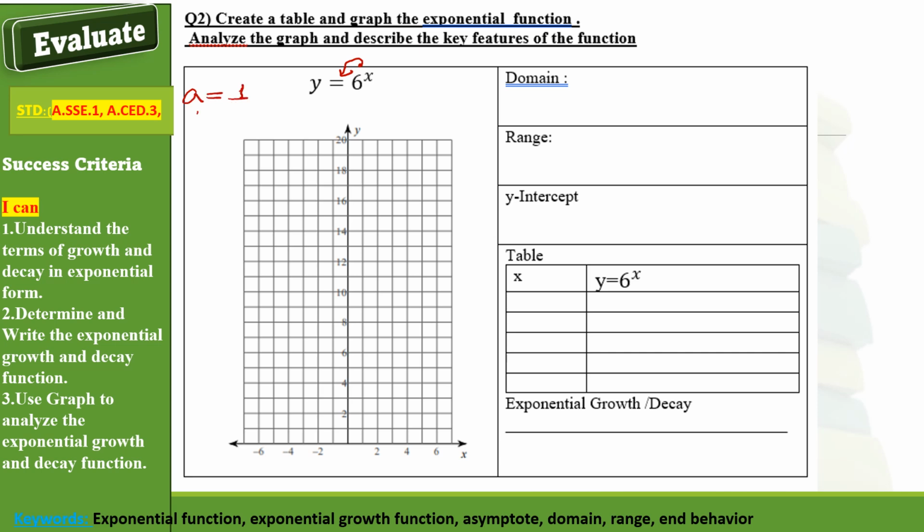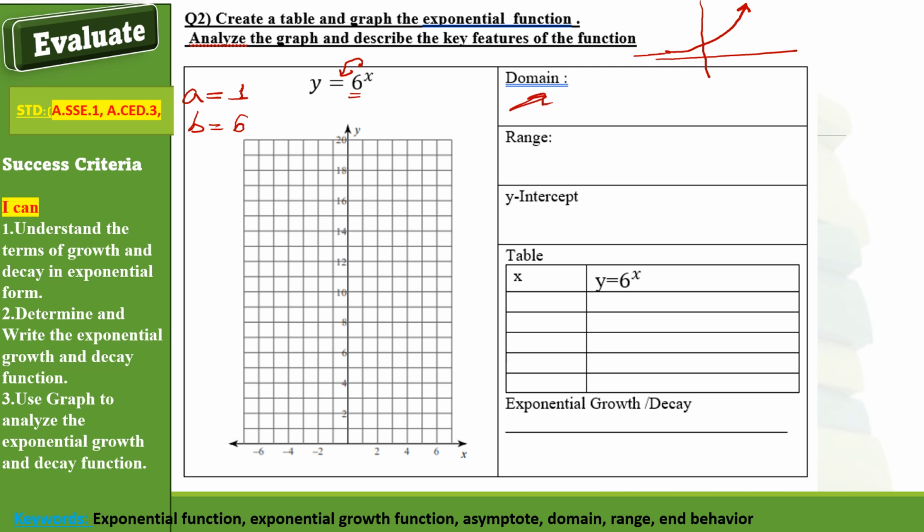And what is the b value? The b value is the base, which is 6. Now if we look here, the 6 is greater than 1, which means that it is an exponential growth function. Exponential growth function, if I just visualize it, looks like this. It looks like this because I know from experience, and we just studied, that exponential growth functions look like this. Now they are asking us, what is the domain?